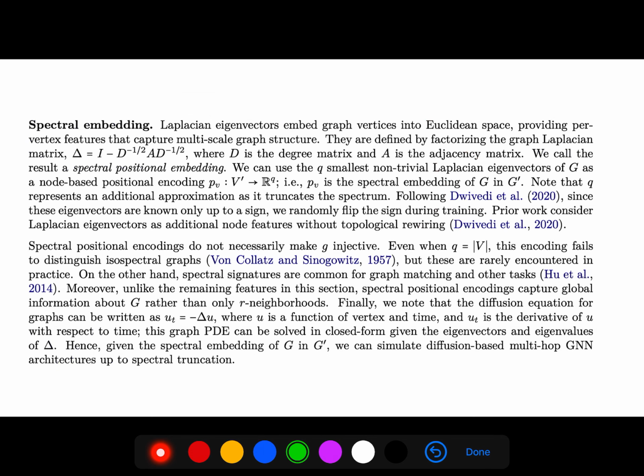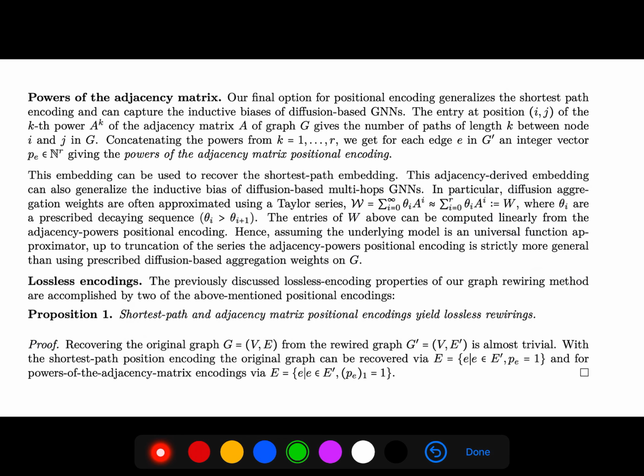Laplacian eigenvectors embed graph vertices into Euclidean space. They are defined by the graph Laplacian matrix, and we call the result a spectral positional embedding. And our final option for positional encoding generalizes the shortest path encoding to the powers of the adjacency matrix, like in the previous video.